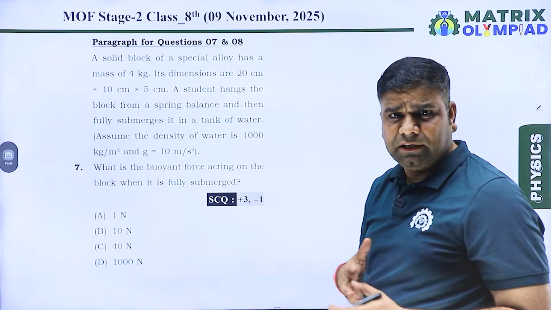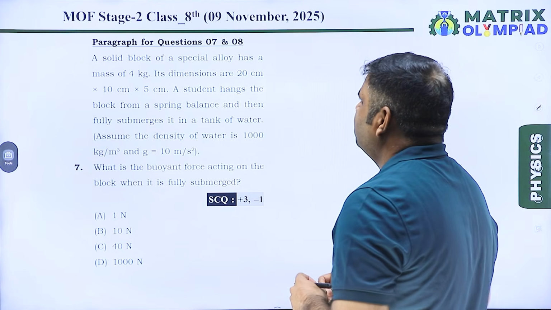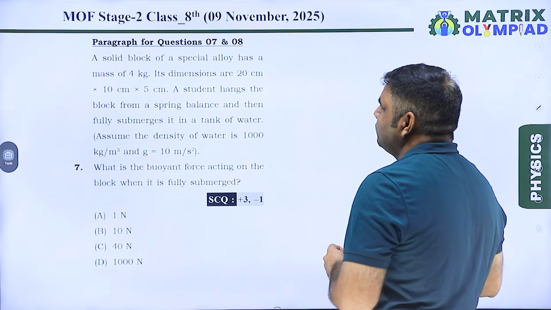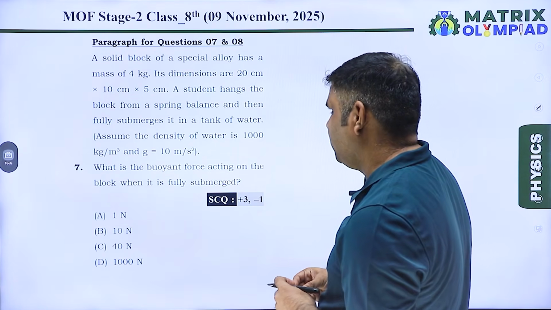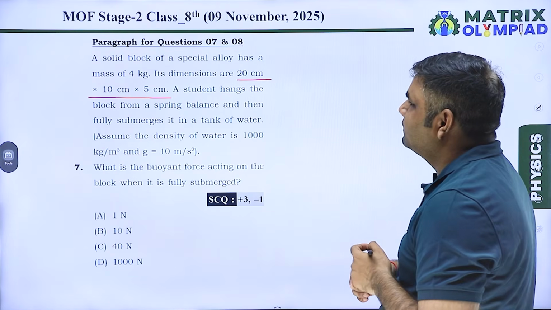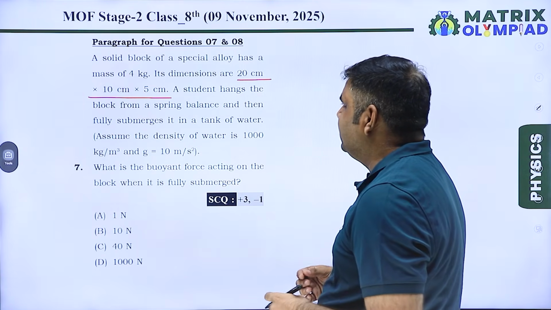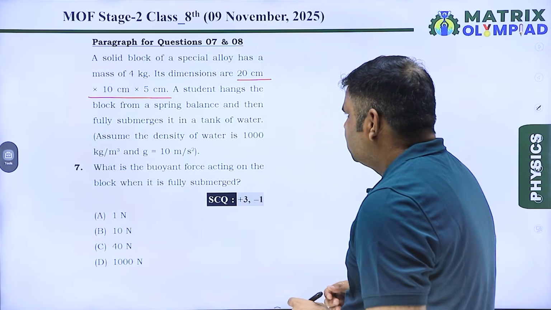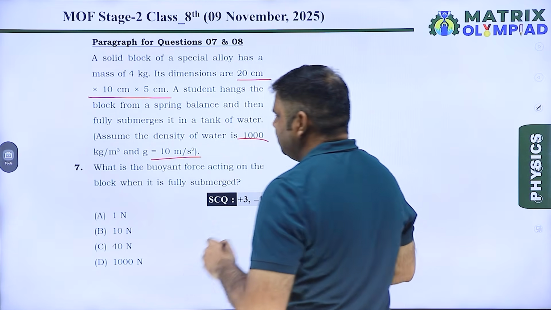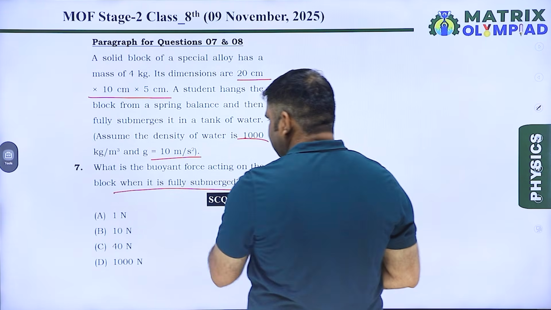Next is 7 and 8. Both the questions are based on the same paragraph. In the paragraph, a solid block of a special alloy has a mass of 4 kg. Its dimensions are 20 centimeter, 10 centimeter and 5 centimeter. All the dimensions are in centimeter. A student hangs the block from a spring balance and then fully submerges it in a tank of water. The density of water is 1000 and g is 10 meter per second square. What is the buoyant force acting on the block when it is fully submerged?